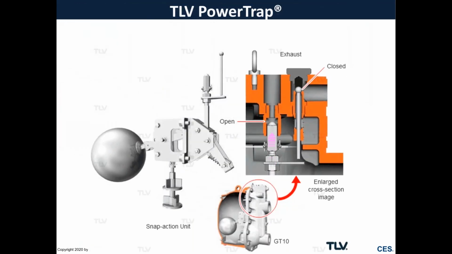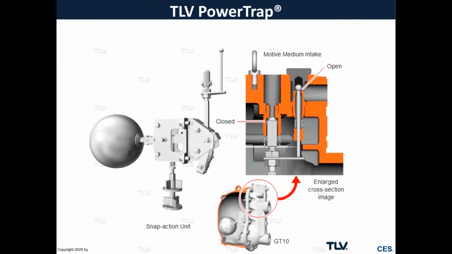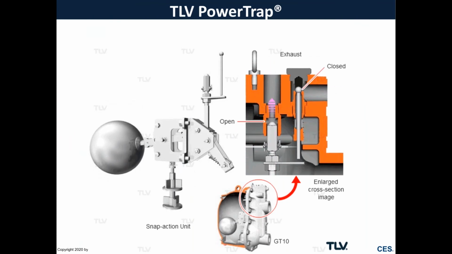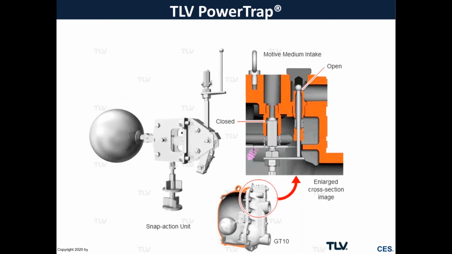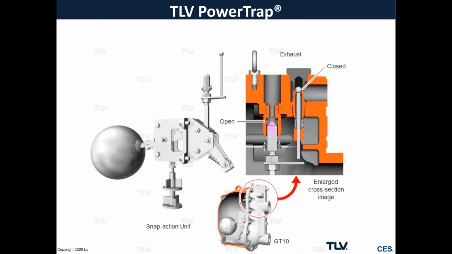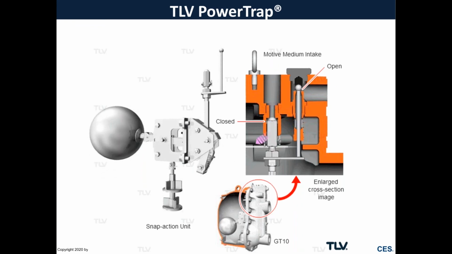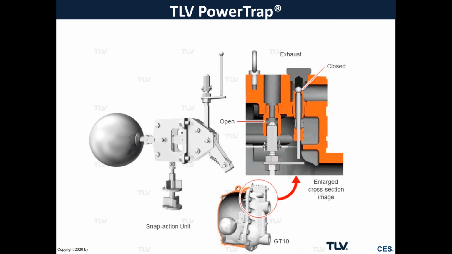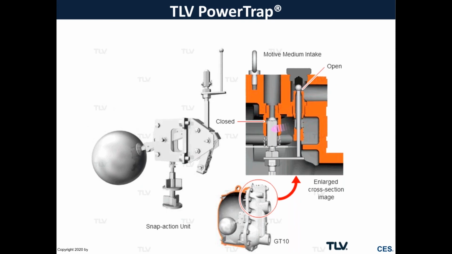If we look at the internals, you can see here it has a snap action mechanism. As that float rises, it's going to trip a mechanism which simultaneously closes an exhaust valve while opening a motive valve to allow high pressure motive to push that condensate out of the system. As that float drops, the mechanism snaps again, closing the motive valve, exhausting any high pressure motive, and then condensate flows back into the pump.